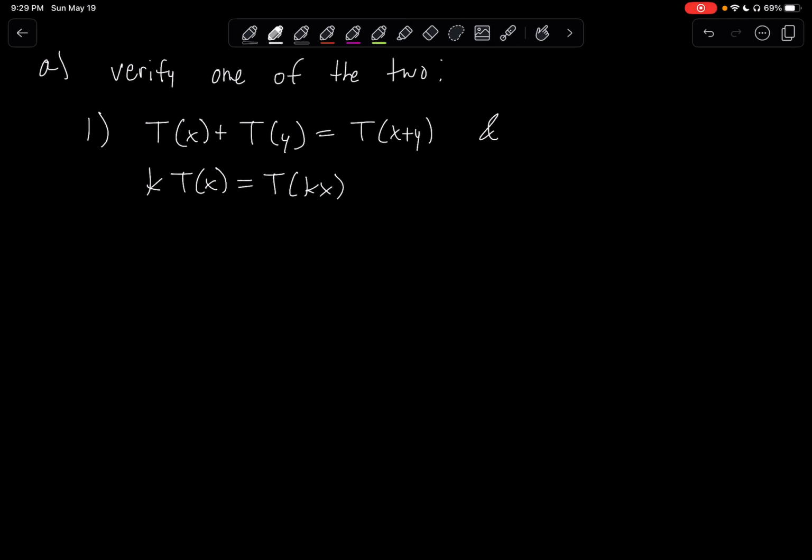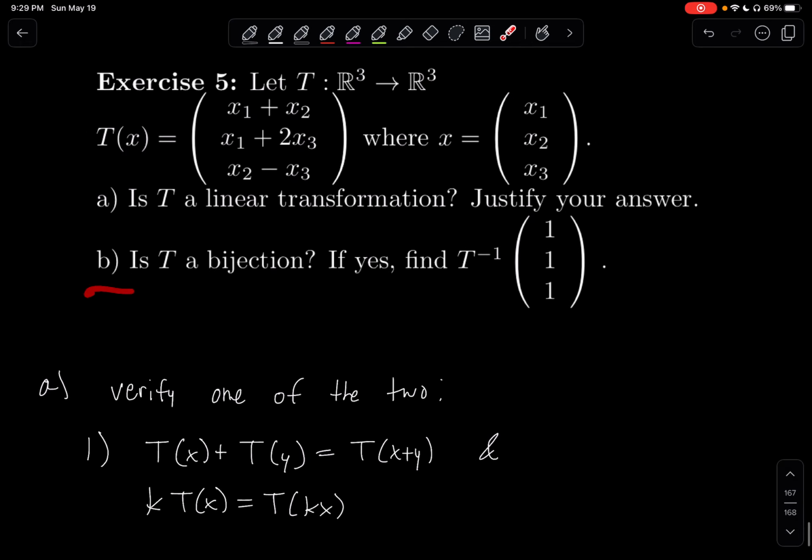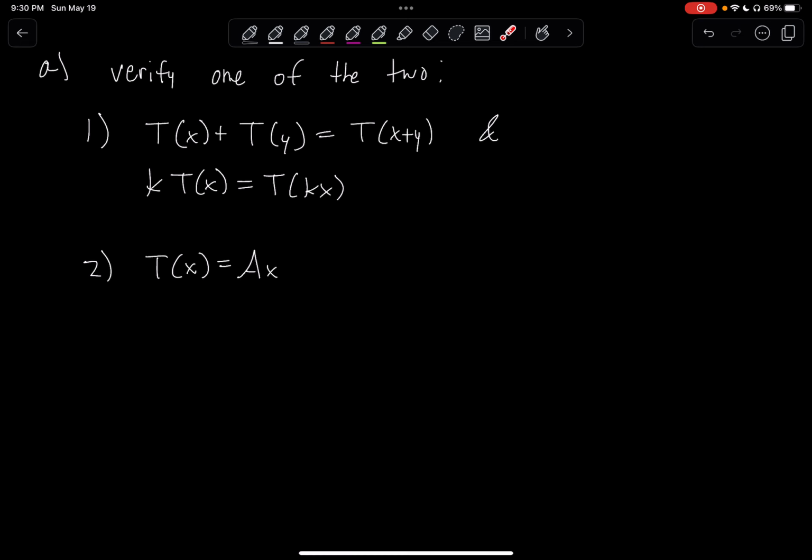Option number two is this: if you have a transformation T of x, which we do, and we can set it equal to some matrix A times x, then if we can find this matrix A, that's enough to prove that T of x is linear. This one is every day of the week so much easier and so much faster. Not to say that the first isn't easy, it's not the worst thing in the world, but going this route will actually help us for part B.